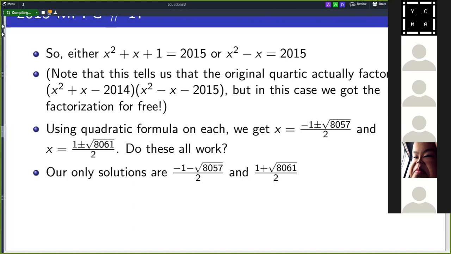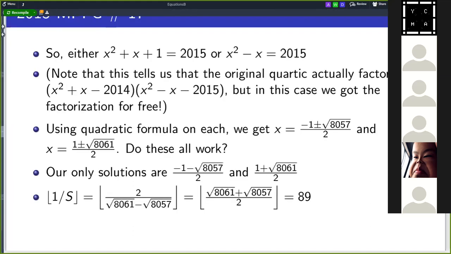And that's just normal rationalizing the denominator. So floor of 1 over s is equal to floor of 2 over the square root of 8061 minus the square root of 8057. You rationalize and it becomes floor of the square root of 8061 plus the square root of 8057, all over 2. And then the top two terms are very close to each other. So really you just need to find the floor of the square root of 8057, and that's 89. So are there any questions on this question?